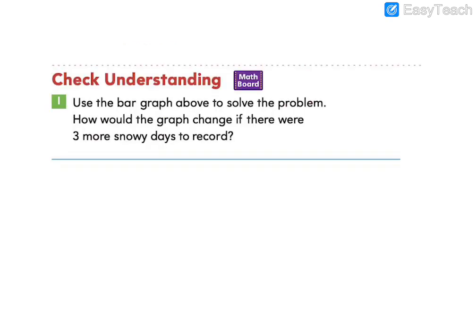Now we'll complete the Check Understanding. It asks you to use the bar graph above to solve the problem. That's the weather bar graph we just created. How would the graph change if there were 3 more snowy days to record? What would the data look like if there were 3 more snowy days? Go ahead and answer.